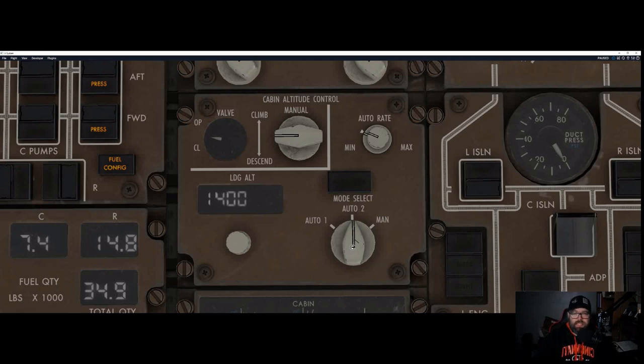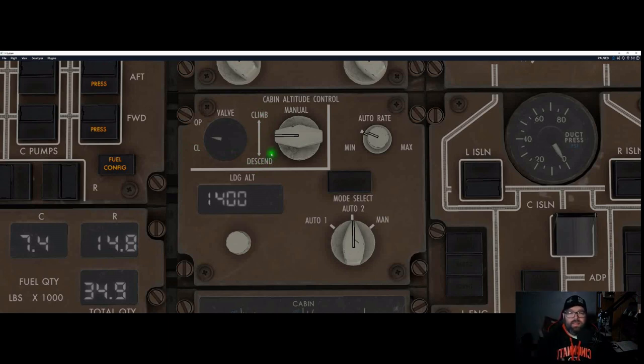Okay, now that leads us into this section here. So this section up here, I've got my valve position. So this is my outflow valve. Remember I said it's the giant hole you have on the left side of the airplane. This determines where it's located. So in case you didn't know, CL is closed, OP is open. Okay, and if you want to think about this, closed, descending, meaning I am getting a lower cabin altitude. Open, I'm climbing, I'm getting a higher cabin altitude.